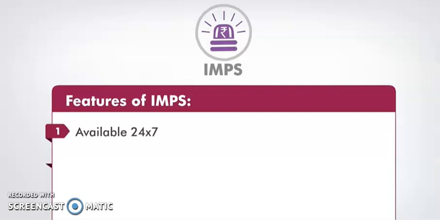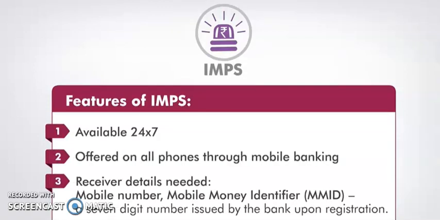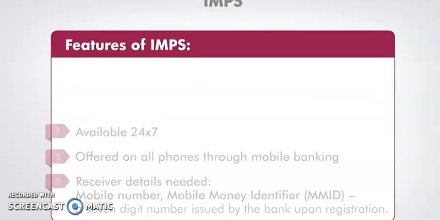Available 24/7. Offered on all phones through mobile banking. Receiver details needed: mobile number, mobile money identifier, MMID, a 7-digit number issued by the bank upon registration.